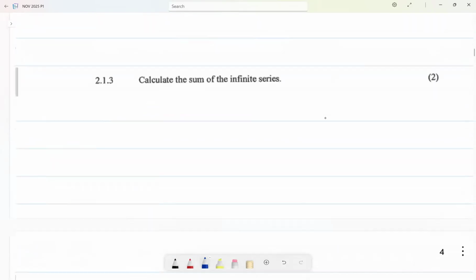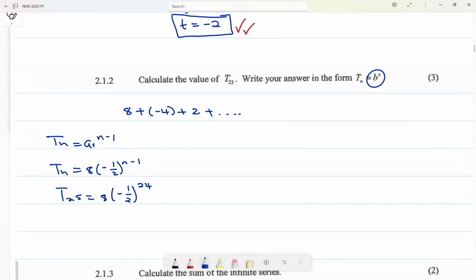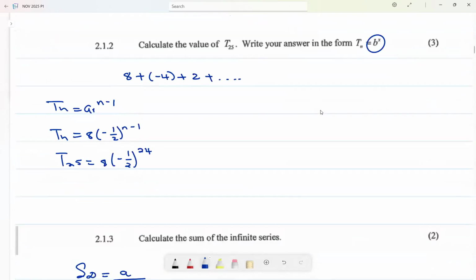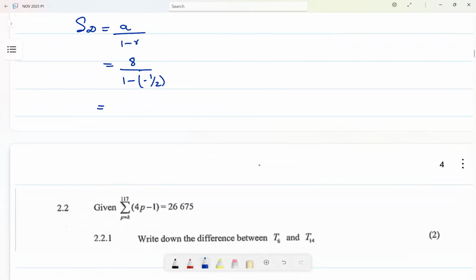2.1.3: calculate the sum of the infinite series. They tell you that it is an infinite series, so remember, S infinity is equal to a divided by 1 - r. The value of a is 8, and the value of r is negative half. So 8 divided by 1 + 0.5, and I get 16 divided by 3.